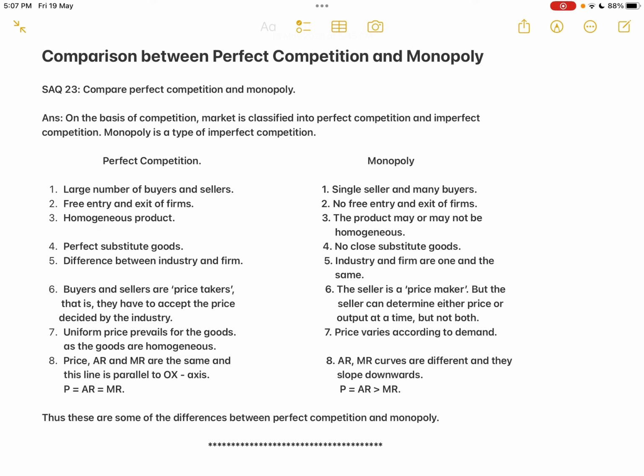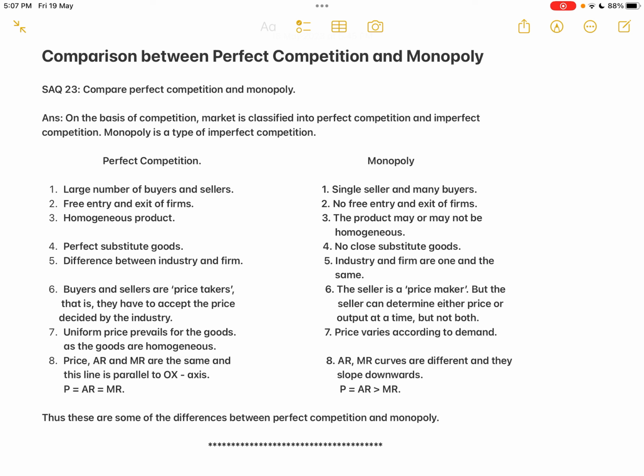Okay, fifth one, difference between industry and firm. In perfect competition, isn't it, there are a large number of sellers, a large number of firms. All those firms constitute an industry. So industry is different and firm is different in perfect competition. But what about monopoly? Industry and firm are one and the same. So he is the only seller, he is the whole industry, and he himself is both the firm and the industry.